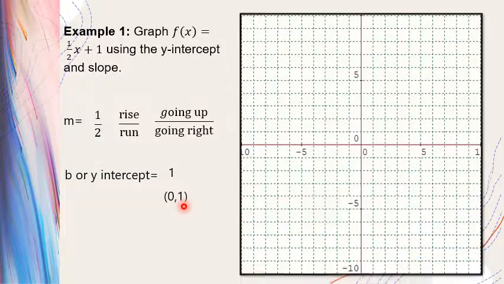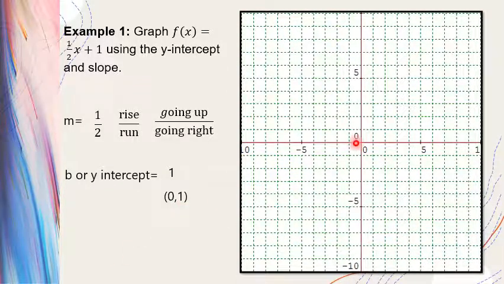Okay, so 0 and 1 is positive, so we have it here. And then let's count rise and run, that is 1 half. So we're going up, that is 1, and going right, that's 1, 2. So the other point is here. And then connect a line. That's it.